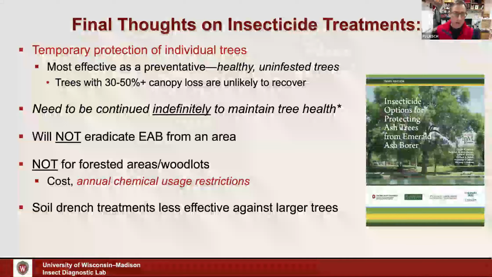There's a lot of unknowns. Eventually, we might get to a point where we can cut back on treatments, but we still don't know that yet. So think of it as you're going to have to keep treating these trees with these insecticides to maintain the health of those trees indefinitely. So those costs will add up over time.